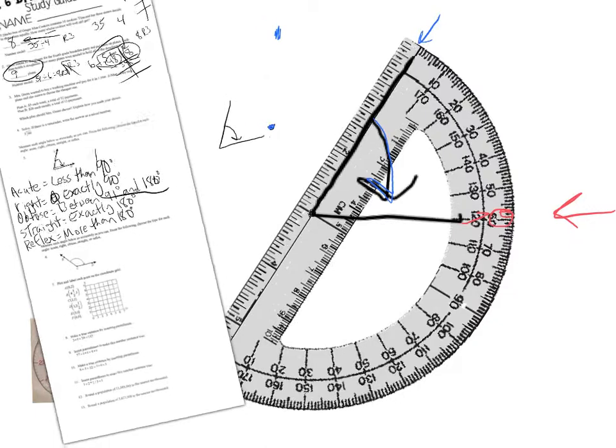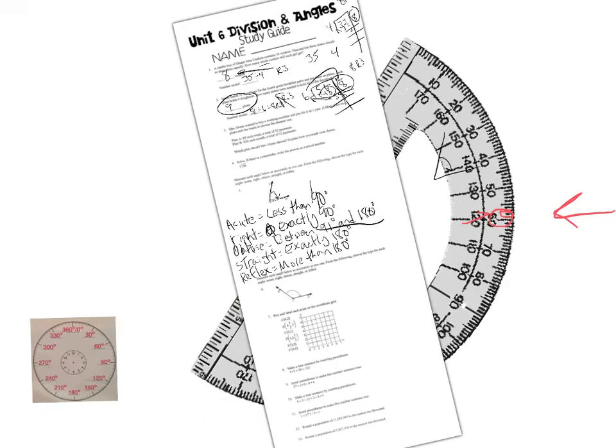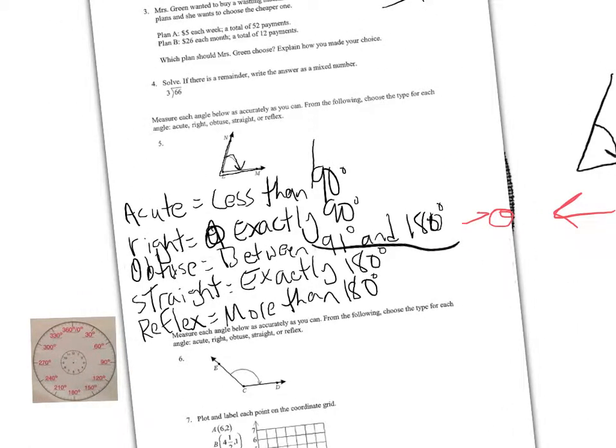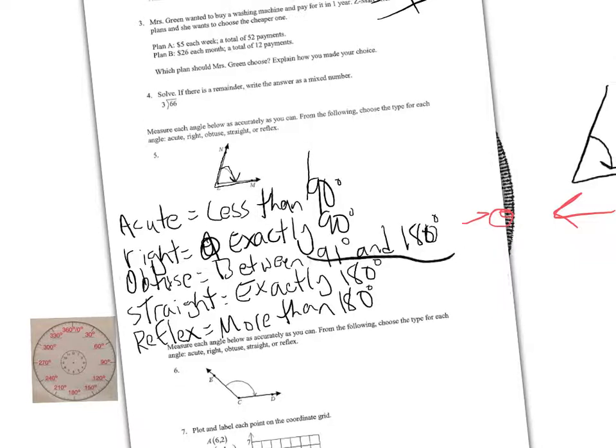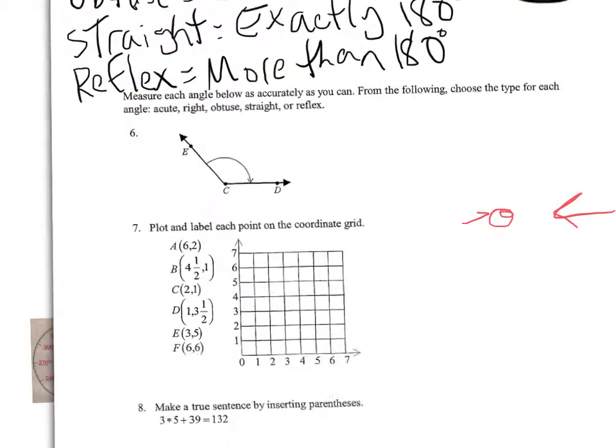So let me get rid of this, if I can. Alright, so this would be a 60-degree angle. Knowing from what we just talked about, a 60-degree angle would be less than 90, so it would be an acute angle. Okay, can't spend all this time on angles.